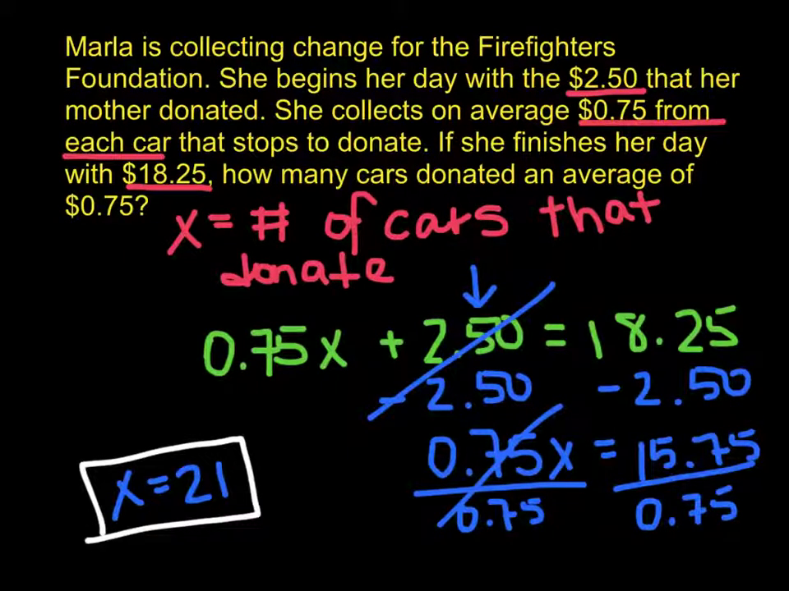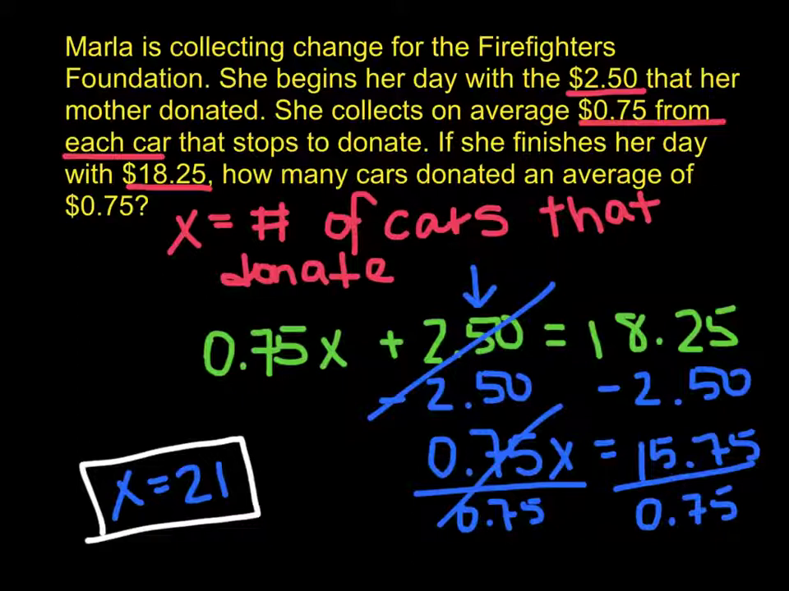All right, Marla's collecting change for the Firefighter Foundation. She begins her day with the $2.50 that her mother donated. She collects on average 75 cents from each car that stops to donate. If she finishes her day with $18.25, how many cars donated an average of 75 cents?